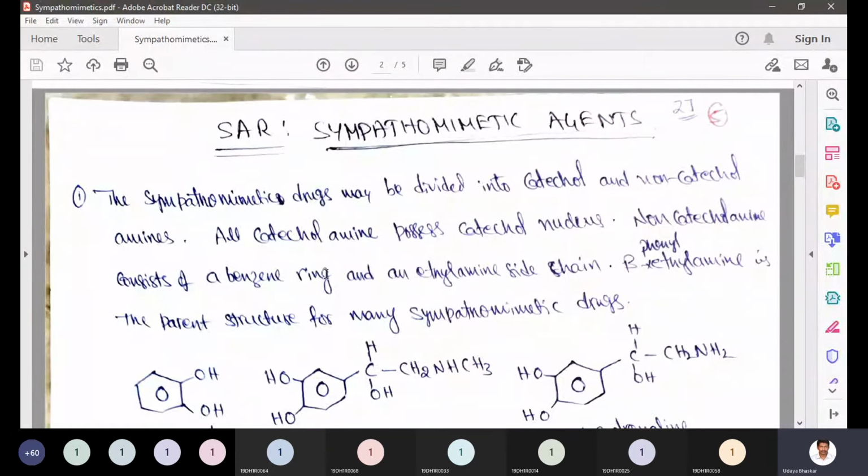Okay, what is SAR? SAR is an abbreviation for structure activity relationship. What is structure activity relationship? That is talking about how the structures of sympathomimetic drugs are similar, and what structural component is responsible for therapeutic activity, side effects, or any other undesirable effects, or pharmacokinetic or pharmacodynamic behavior. So we will have a few points here.